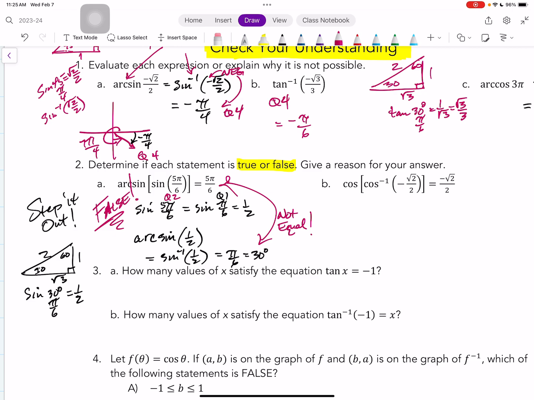All right, is the next one true or is it false? Well, let's do the same strategy here. We're going to start off with the interior function and just step it out. So what is the inverse cosine of negative rad 2 over 2? What is that?